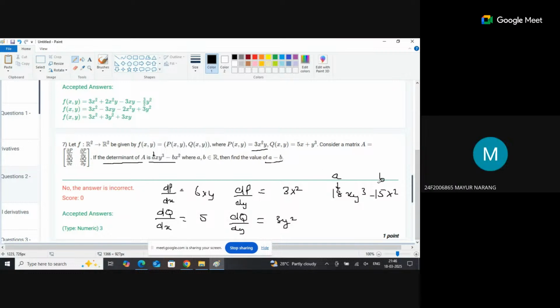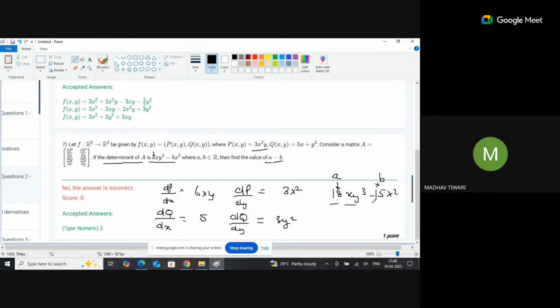Sir, one thing is written wrong. 6xy, differentiating with respect to x. Okay, okay. So here it is.